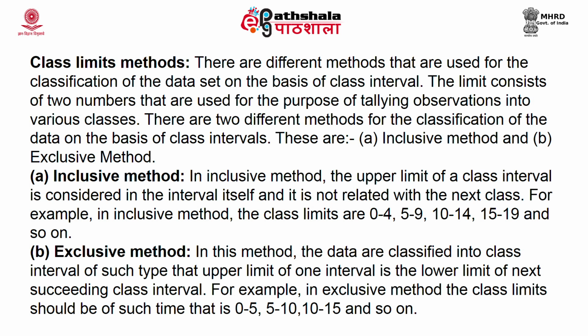So one can easily observe that in the exclusive method, if we consider 0 to 5 as our limit, then we can't take 4 in the next interval. This is the major drawback of the inclusive method. Let us suppose we want to put the value 4.5; then in the inclusive method we can't consider it, but in the exclusive method it can be considered.